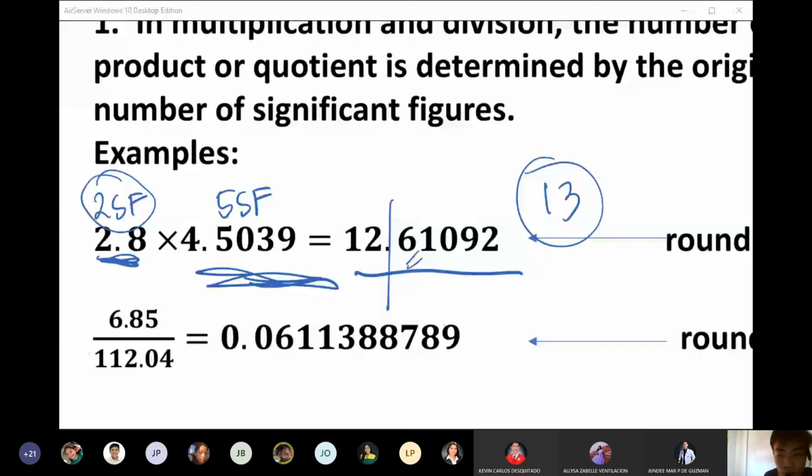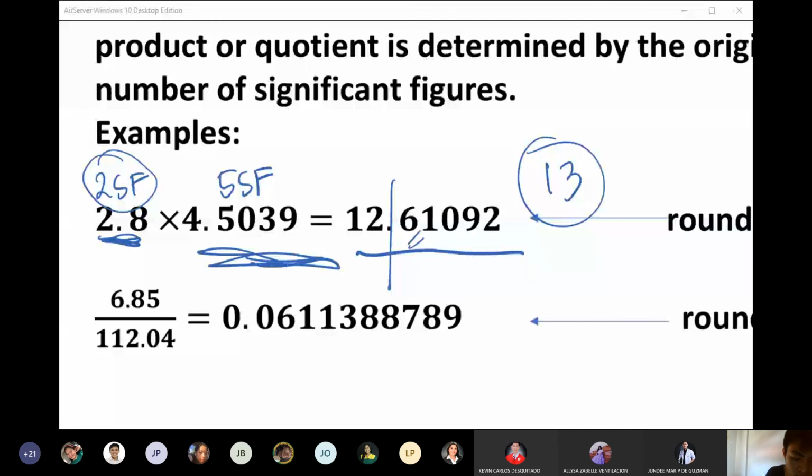So the same is true for division. Here we have 3 significant figures. We have 5 significant figures. The least significant figure is 3. So this is our final answer. This is the quotient. But the final answer should be written in 3 significant figures. So how are we going to start counting the significant figures?